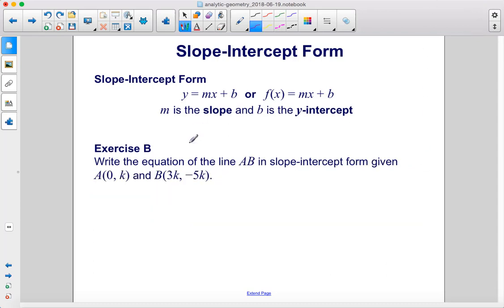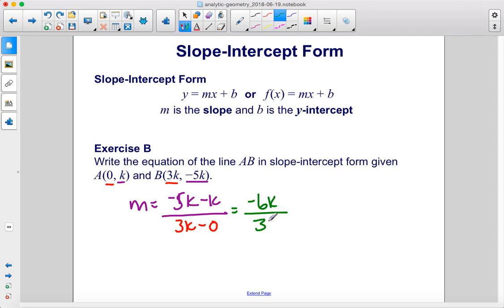Exercise B. Write the equation of the line AB in slope-intercept form, given A is 0, k, and B is 3k, -5k. All right, so let's use our slope equation. So this value minus this value, -5k minus k, over this value minus this value, 3k minus 0. So that equals -6k over 3k, which equals -2, because the k's cancel out, and 6 divided by 3 is 2. So our slope is -2.